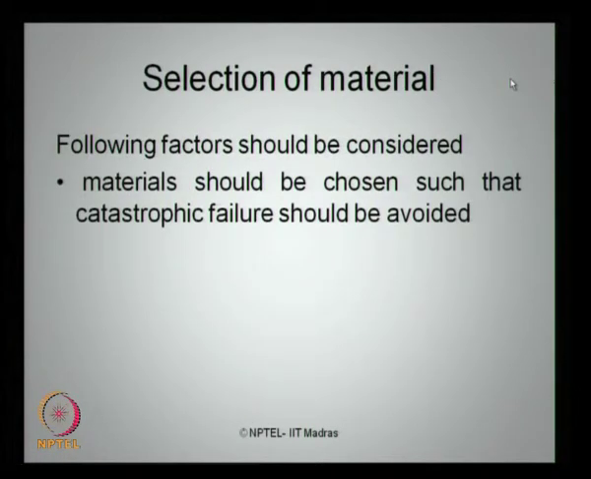Following factors should also be considered. Material should be chosen such that catastrophic failure should be avoided. It means the failure, if at all it occurs, even at a lower probability, should not be sudden or immediate, because a lot of qualitative and quantitative assets are invested in offshore platforms. So, the platform or the material or the design or the geometry should give me an interesting warning before it starts ending up in a catastrophic failure. So, materials should be chosen carefully so that catastrophic failure should not occur.